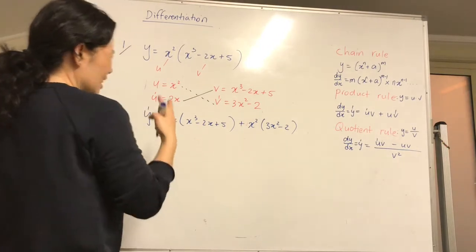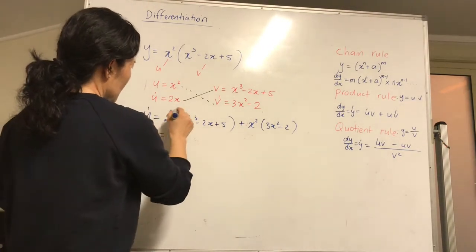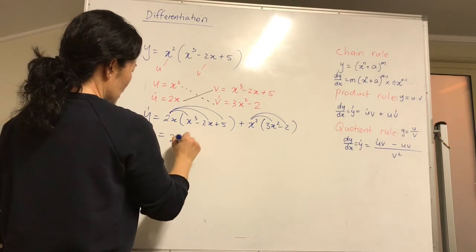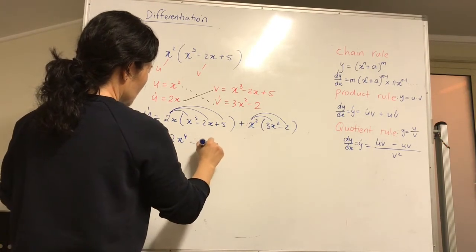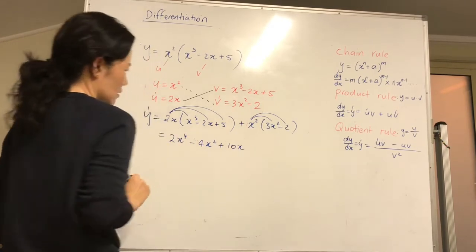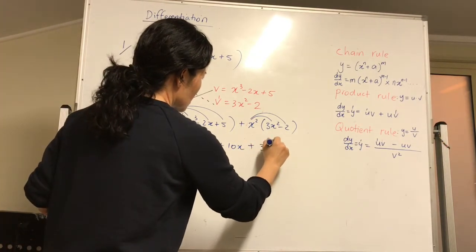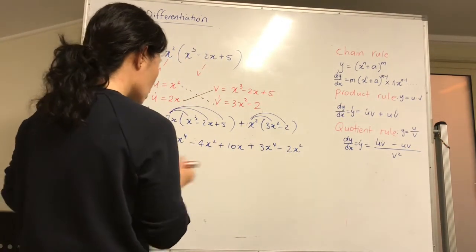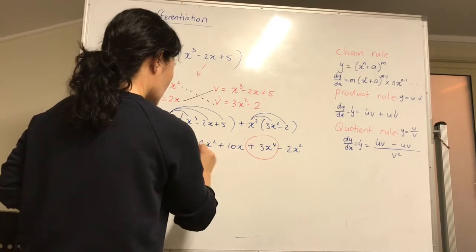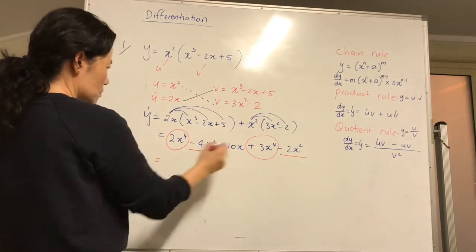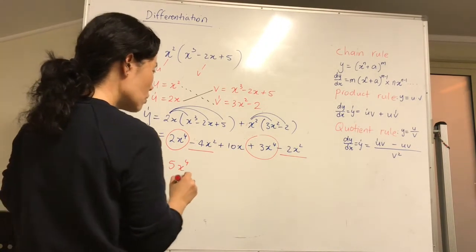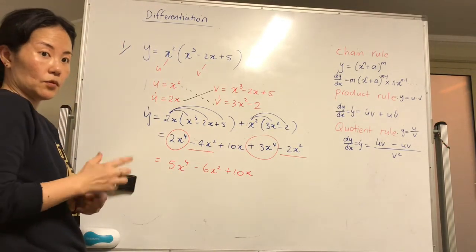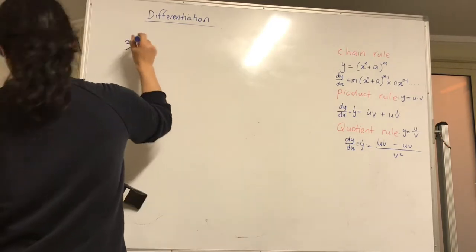And then we're going to expand this because we want to simplify it. So there, we multiply it out. It'll be 2x to the power 4 minus 4x squared plus 10x, and then plus 3x to the power 4 minus 2x squared. So then I have to collect the like terms. It'll be 5x to the power 4 minus 6x squared plus 10x. Did you get that? Real good? Yep, excellent.